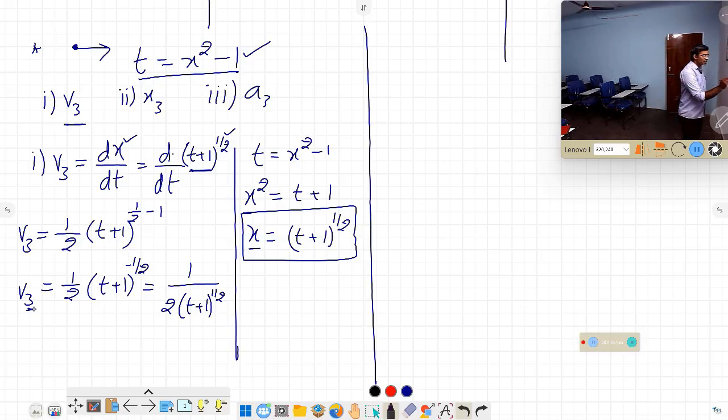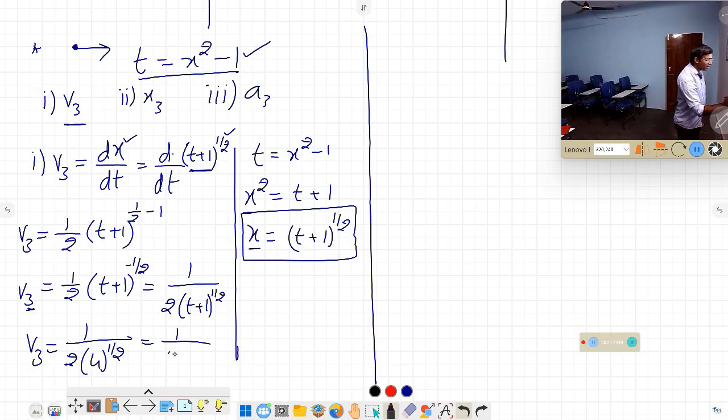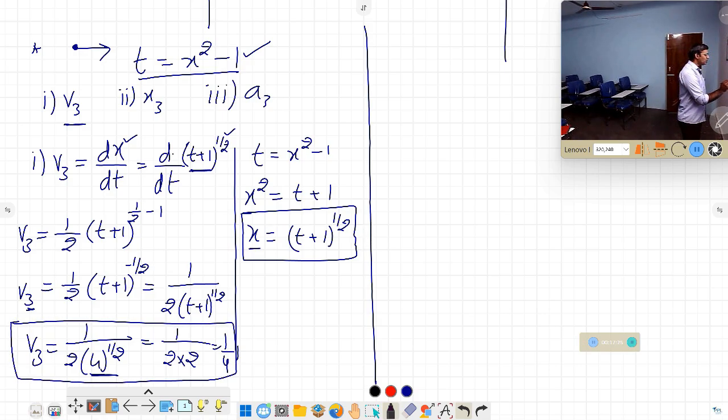Now what time are they asking? At time of 3 seconds they are asking. Put the t value 3 here. So v3 is equal to 1 by 2 into (3 plus 1, which becomes 4) whole power 1 by 2. So this is nothing but 1 by 2 into 4 power 1 by 2, which means root 4. Root 4 value how much? 2. That is nothing but 1 by 4. So speed is equal to 1 by 4 meter per second. That is nothing but 0.25 meter per second. You can explain the answer.